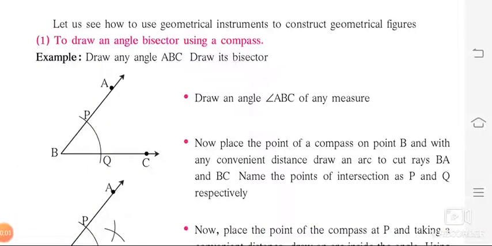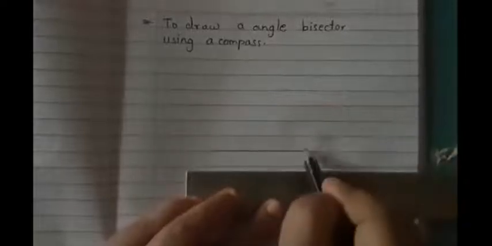So now let us see how to use geometrical instruments to construct geometrical figures. First we are going to learn to draw an angle bisector using a compass. So let's start. First we are going to draw a ray with the help of pencil and scale in this way. So here I have constructed a ray.